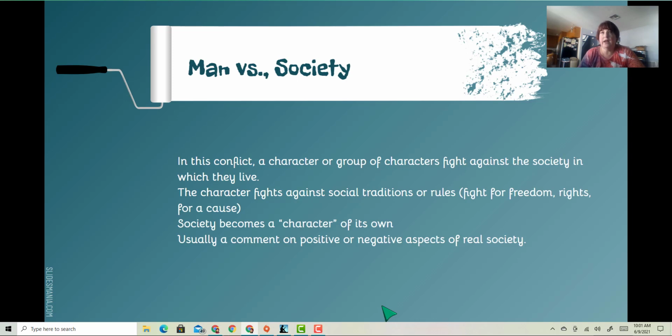In man versus society, a character or group of characters fight against the society in which they live. The Hunger Games comes to mind. The character fights against social traditions or rules, whether a fight for freedom, rights, or for a cause. The society becomes a character of its own. Usually, the story is a comment on positive or negative aspects of real society.